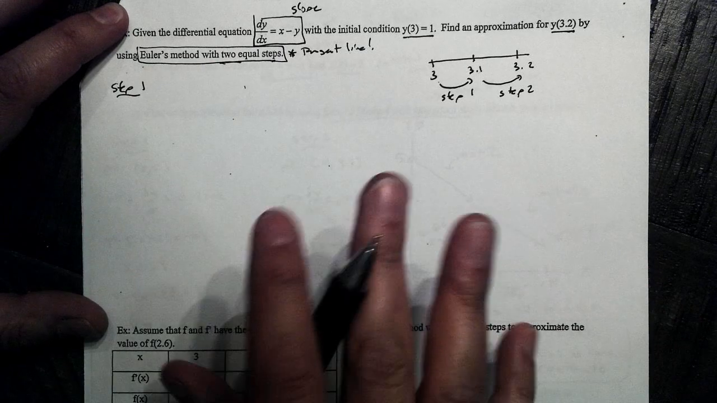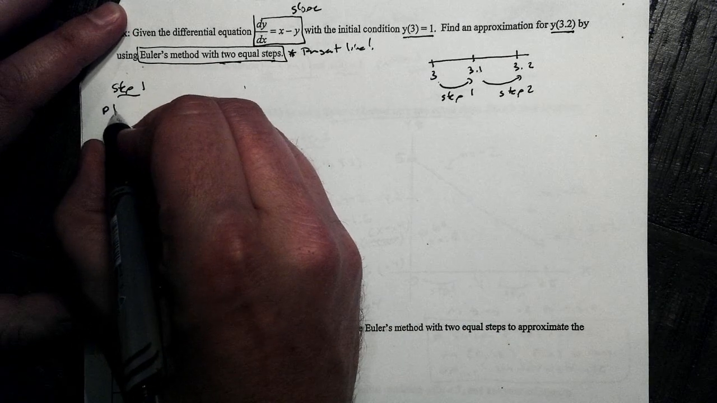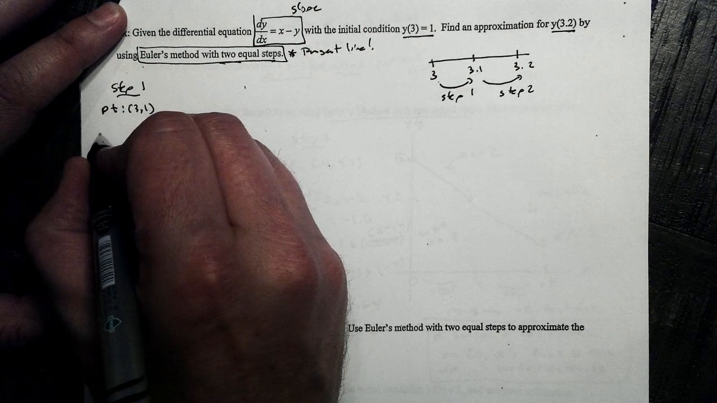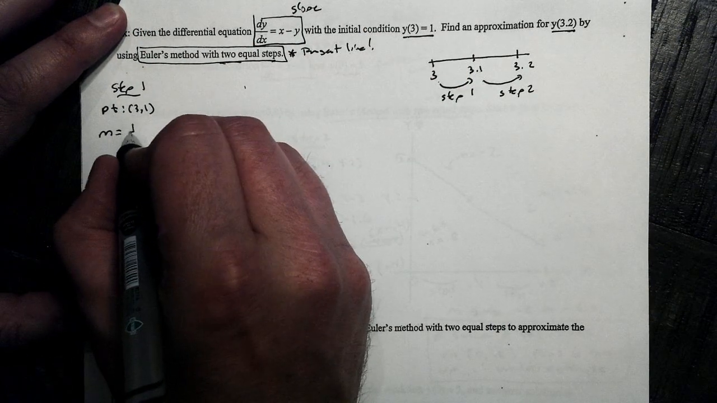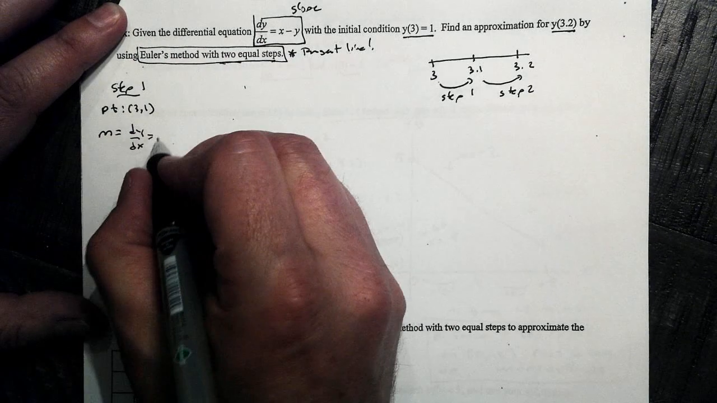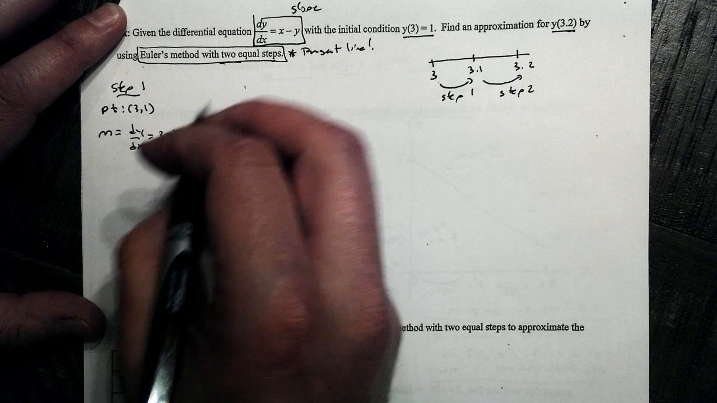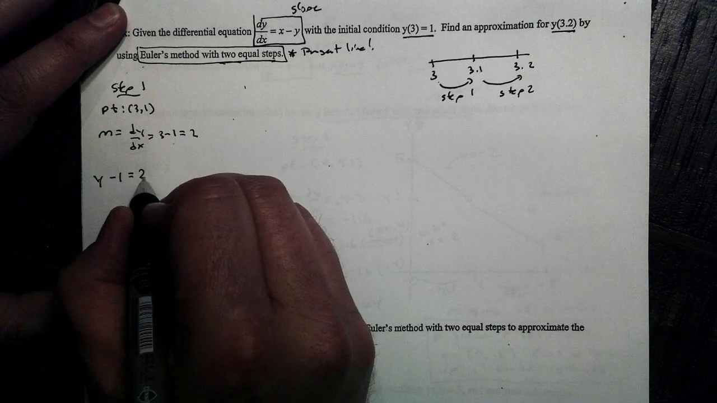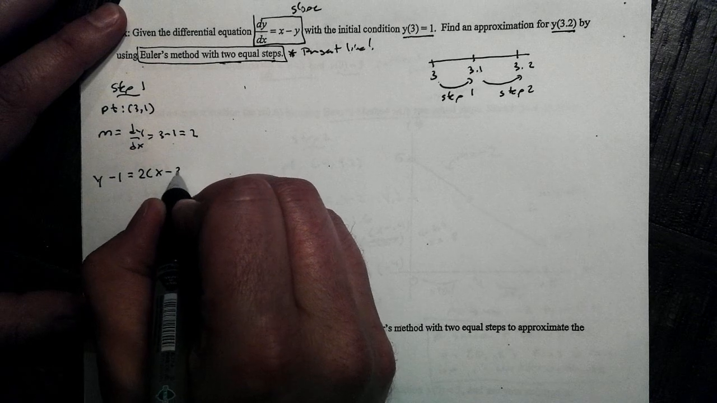well, again, we're going to use a tangent line, so we need a point. Now the first point is the one that they initially give you, 3, 1. Next, we need the slope. Well, to get the slope, we use our derivative. And that's just going to be, in this case, 3 minus 1, which is 2. So my tangent line will be y minus 1 equals 2 times x minus 3.